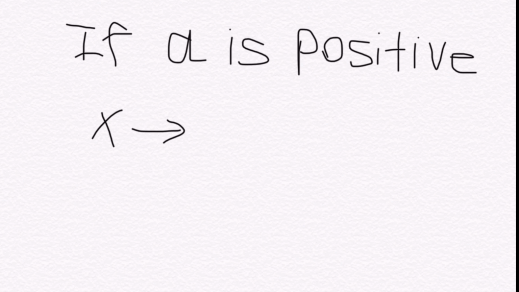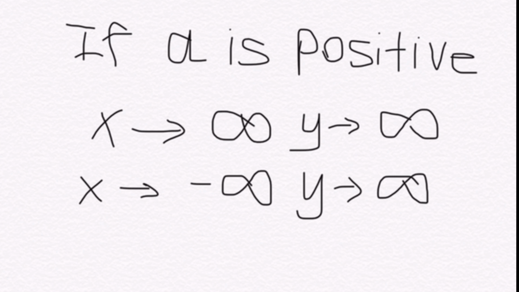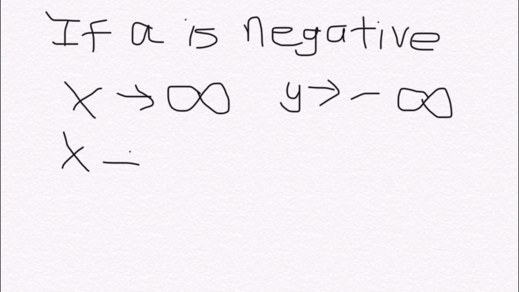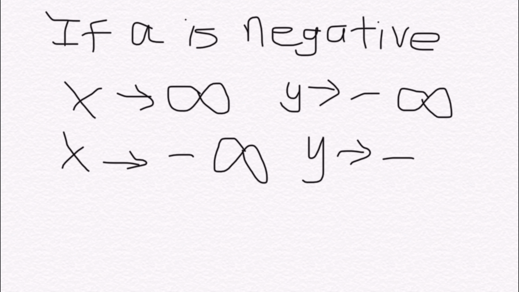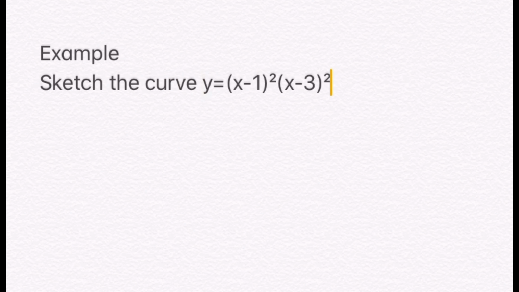However, unlike the cubic graphs, in quartic graphs, if a is positive and x is positive, y is positive, and if x is negative, then y is still positive. Similarly, if a is negative, then when x is positive, y is still negative, and when x is negative, y is also negative. Let's look at an example in which we have to draw the curve y equals (x minus 1) squared times (x minus 3) squared.